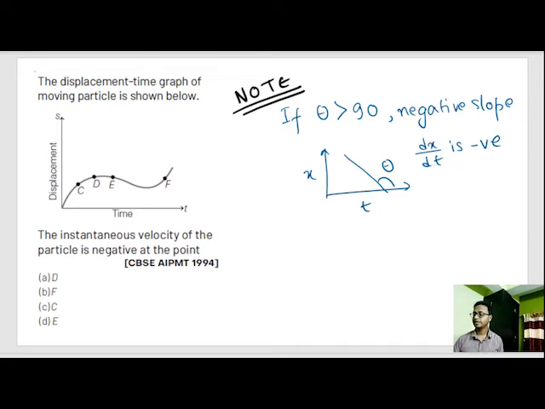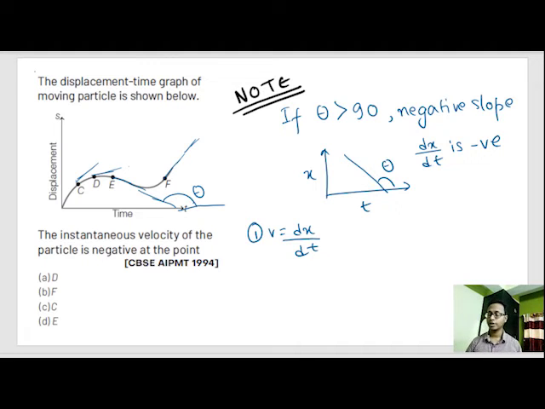Now the displacement time graph is given, and the instantaneous velocity of the particle is negative. Velocity is given by dx by dt, and the question is asking when the value of dx by dt is negative. We can clearly say this is positive. At C it is positive, at D it is positive, at E it is negative, and at F it is positive. See, at E it is negative. That means our correct option is option D.